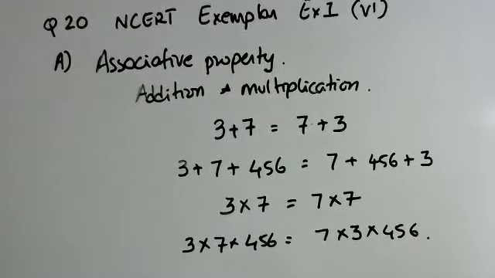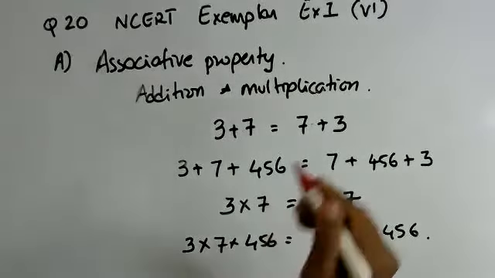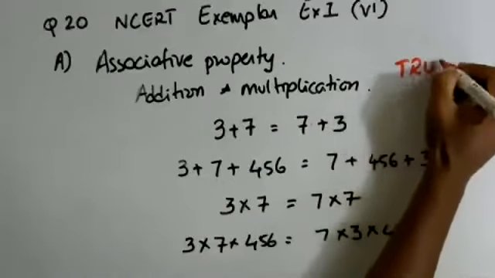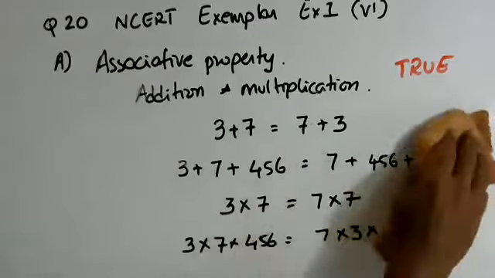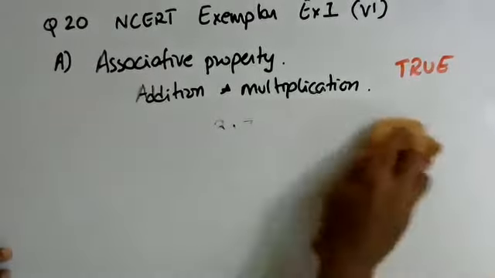So this is the associative property, and it's obvious that for addition and multiplication of whole numbers, the associative property is true. So therefore, we can write that this is true. Okay, so we have eliminated A. A is not false. Remember, we are looking for what is false. So any doubt about the associative property now?